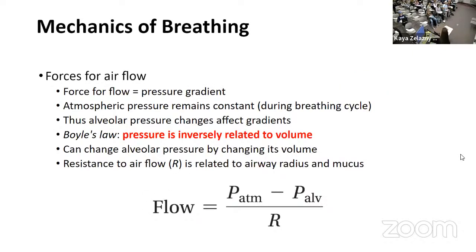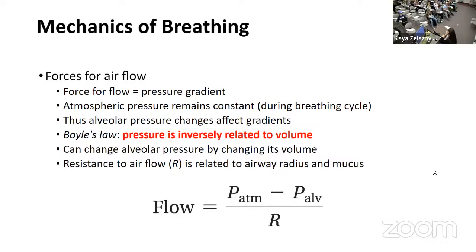So here we see that flow rule, right? So that flow rule is the same as when we were talking about our vasculature. It's just now, instead of subbing in cardiac output and mean arterial pressure, we're going to be subbing in things to do with our respiratory system. So our force for airflow, our pressure gradient, is the difference between the pressure in our atmosphere and the pressure in the alveoli. Okay. So once we set them relative, we can subtract them out like that.